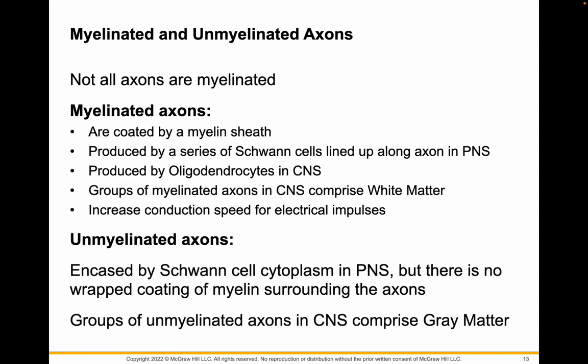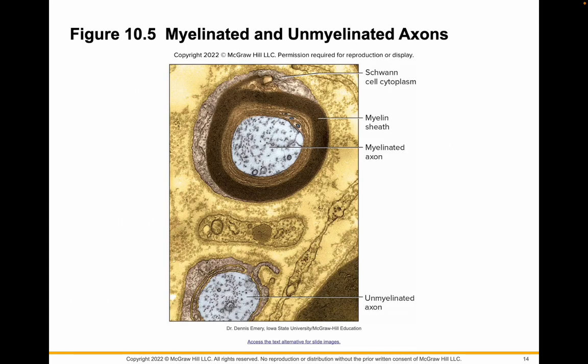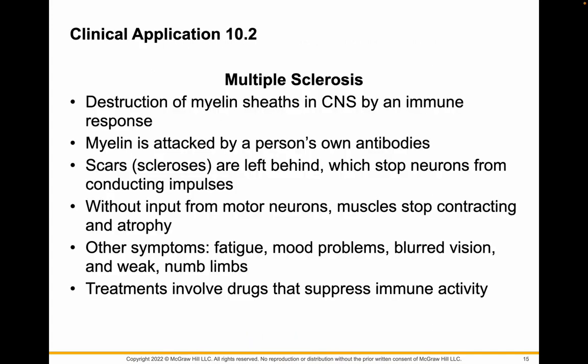Now, unmyelinated axons are encased by Schwann cell cytoplasm in the peripheral nervous system, but there is no wrapped coating of myelin. And so groups of unmyelinated axons in the central nervous system are called gray matter. So we're going to have white matter and gray matter. So here's the difference. You see a myelinated and an unmyelinated axon.